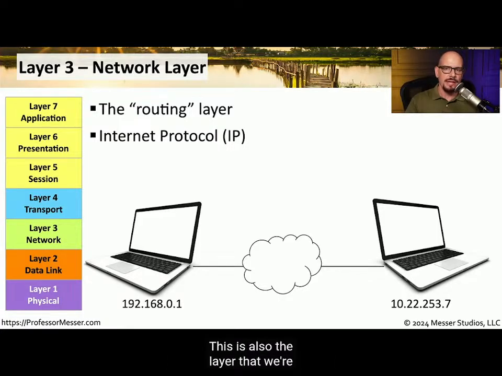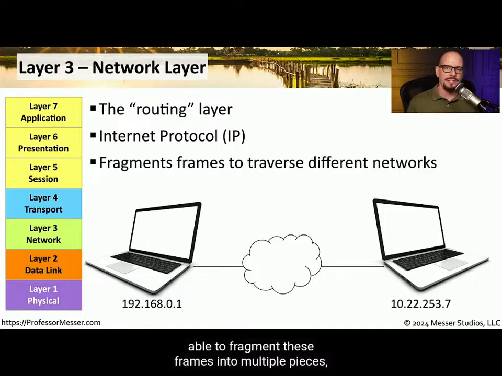This is also the layer where we're able to fragment these frames into multiple pieces, especially if we're sending them across a network that may require smaller frames than what is on our local network. So we can cut those frames up into smaller pieces to be able to fit them through the network and then put those pieces back together on the other side. Anytime we're referring to a problem relating to IP addressing, subnet masks, anything related to an IP address or anything about routing, then we're probably referring to Layer 3, the network layer.